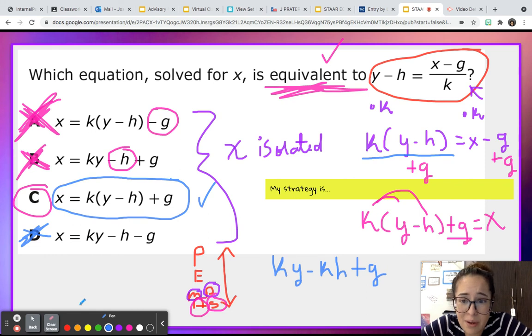And it cannot be D again because, first of all, everything's all wrong, right? This should have, if it was distributed, this would have been kh, and also this would have been plus g, right? So the only answer was letter C.